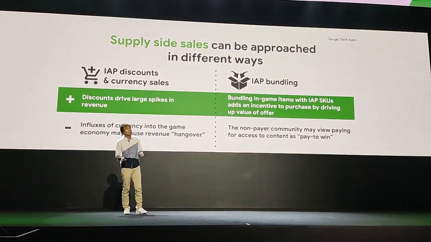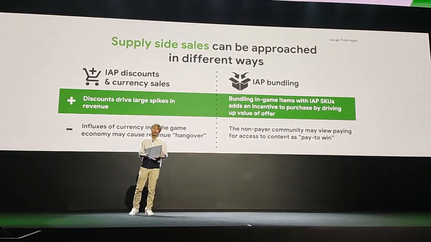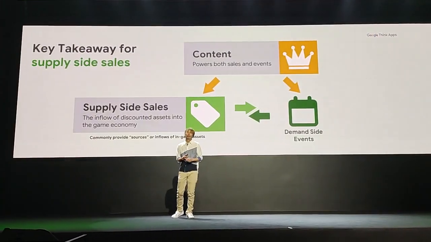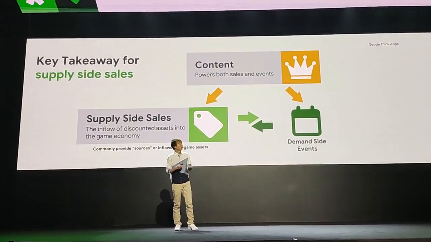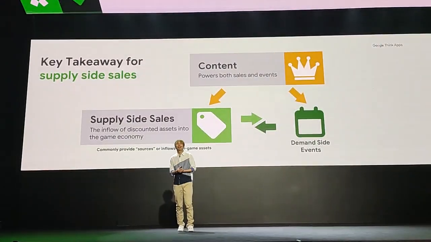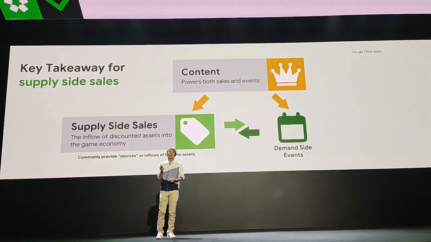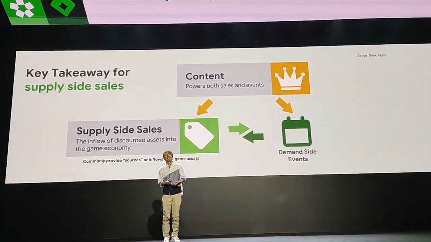So you have to be careful about balancing how you bundle your items for a sale. Now we've covered 2 of the 3 elements here. So firstly, again, I'm going to repeat myself here, but we know content is going to power both your supply-side sales and your demand-side events in your live ops strategy.